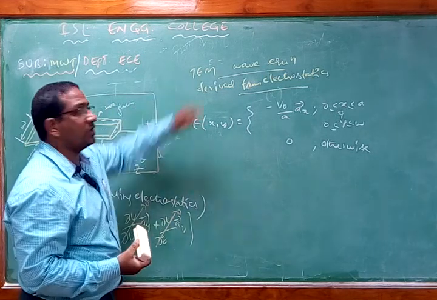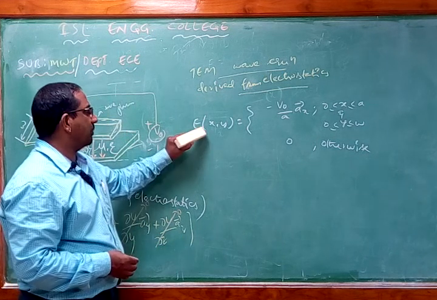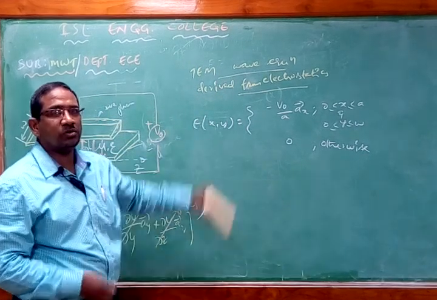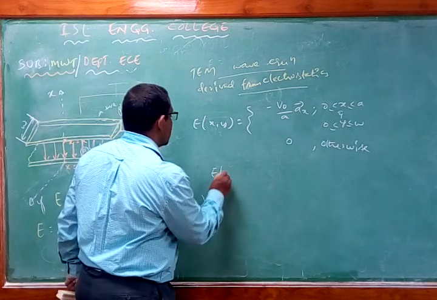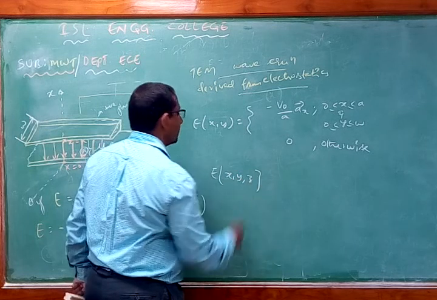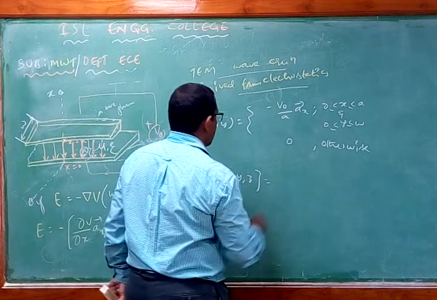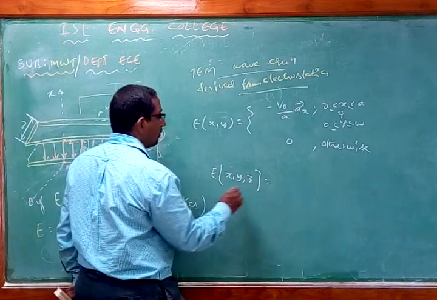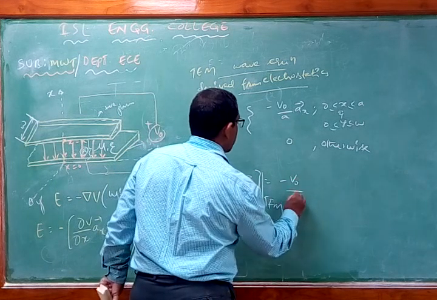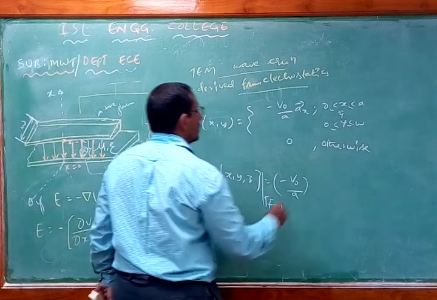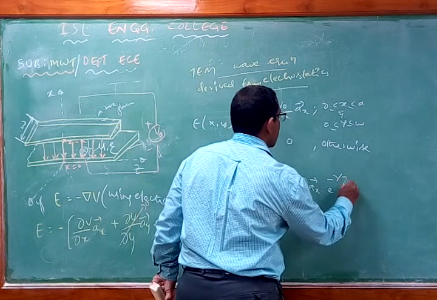Now we have to get the TEM wave equation. To get the TEM wave equation, what will we be doing now? Simply we are going to multiply this electric field equation with respect to the z component. So I can write this as E of x comma y comma z. I normally include all three coordinates to represent this. Now, for a TEM wave, we write V naught by A, which is in the Ax direction, into e power minus gamma z.